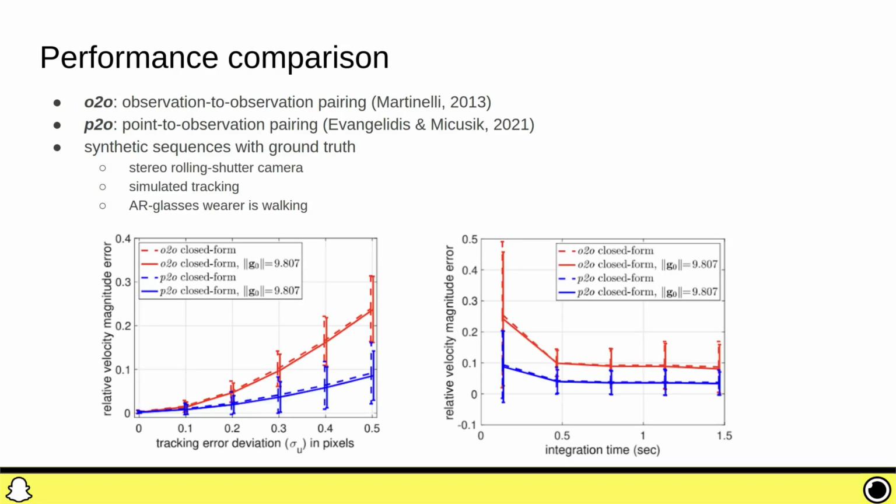We compared the two closed-form solvers using both synthetic and real data. The O2O and P2O names refer to the observation-to-observation pairing of Martinelli and to the proposed point-to-observation pairing scheme respectively. The results here regard synthetic data gathered by AR glasses when a person walks forwards and looks around. As seen in the velocity estimation error plots, the P2O solver is more robust to tracking error and less sensitive to short integration times. Similar results were obtained for the orientation and point reconstruction error.